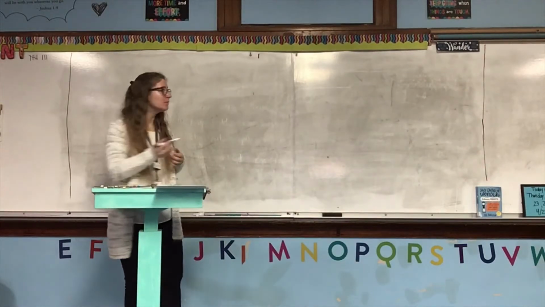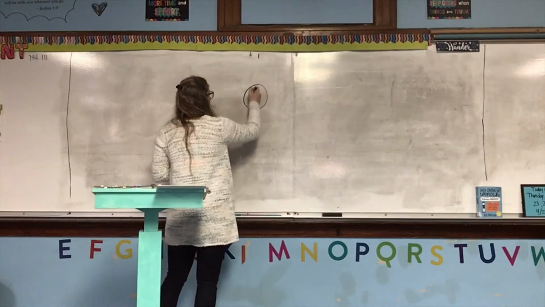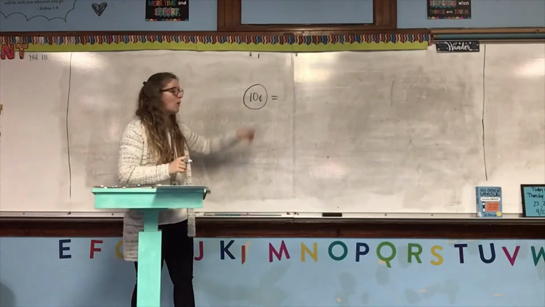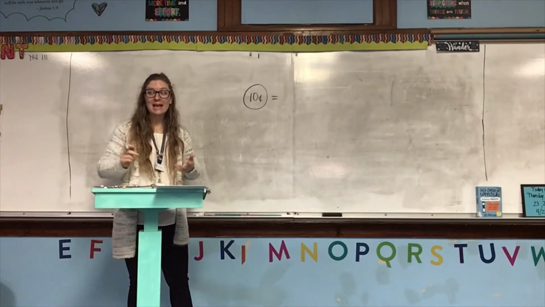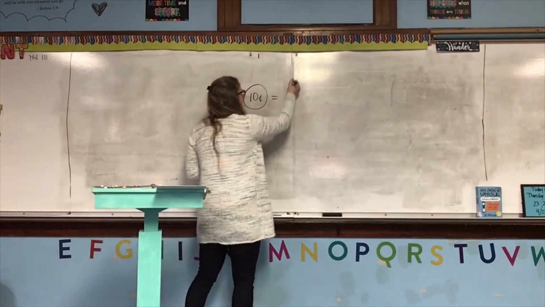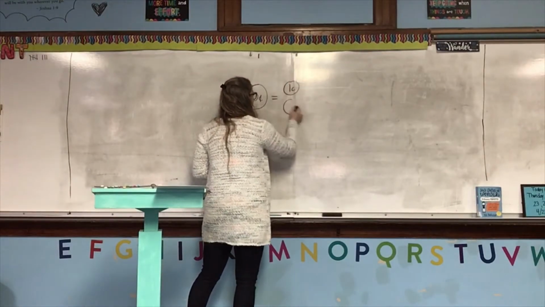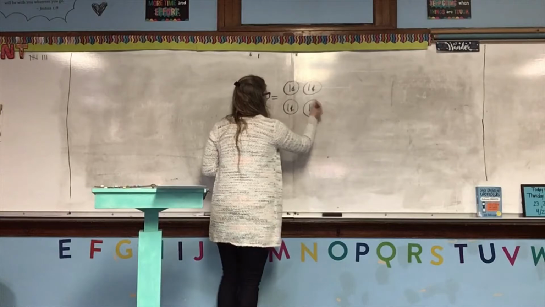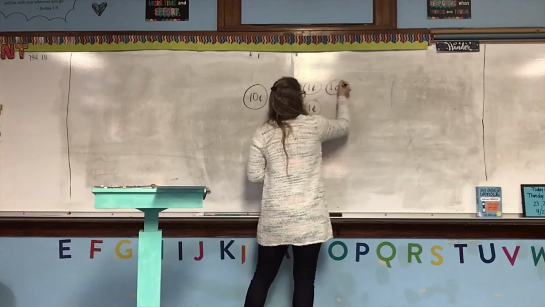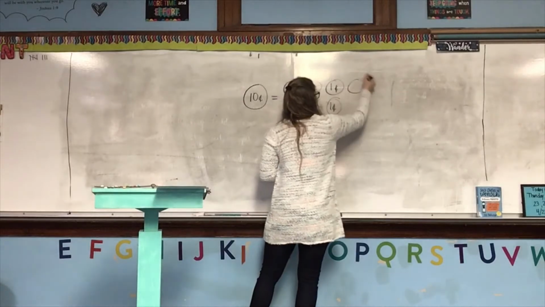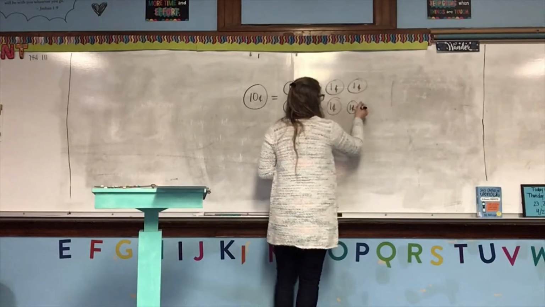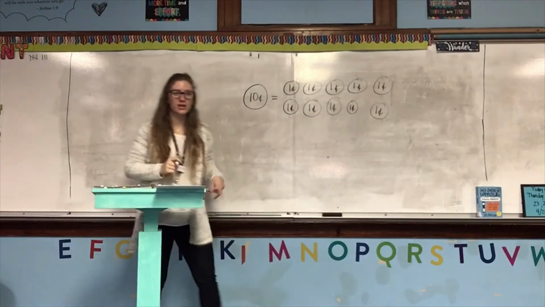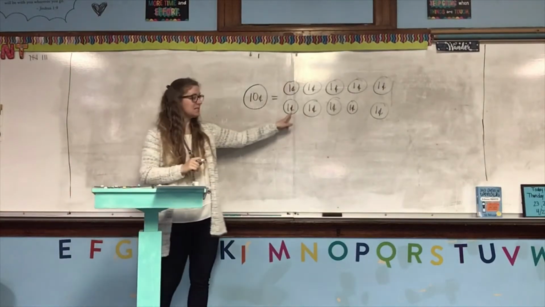So what we're going to do is take one dime and convert it into pennies. We know that one dime is worth 10 cents. A penny is worth 1 cent. So that means there are 10 pennies in one dime. So 1, 2, 3, 4, 5, 6, 7, 8, 9, 10. So we converted one dime, or changed one dime, into 10 pennies.